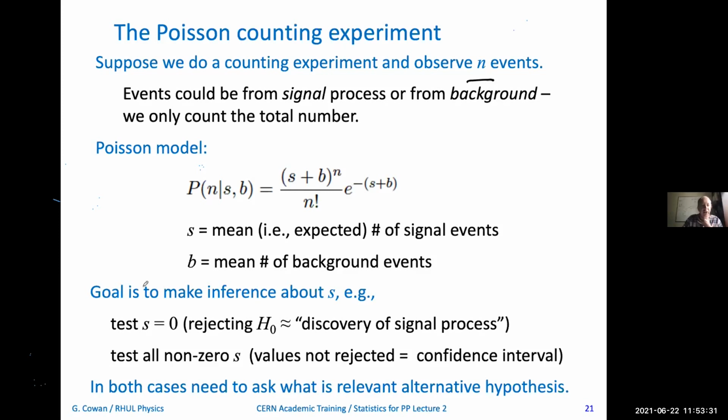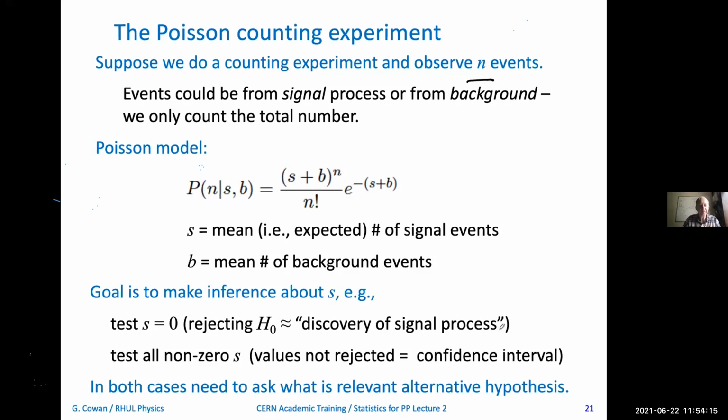And what I want to do is make some inference about s, the mean number of signal events. For example, I could want to test the hypothesis that s is equal to 0. If I can reject that hypothesis, that would be the moral equivalent of discovering the signal process. Of course, before you really say that you've discovered the signal process, there would be many other aspects that you might want to consider, the physical plausibility of the signal model and so forth. But from a statistics standpoint, rejecting the hypothesis that s is equal to 0 in a test of a sufficiently small size is the step that you need to take in order to say that you have discovered the signal process.